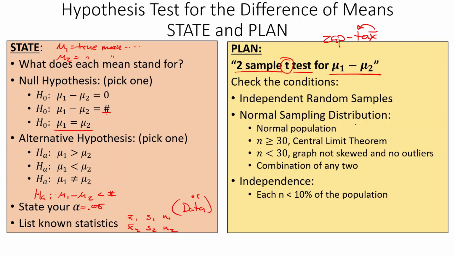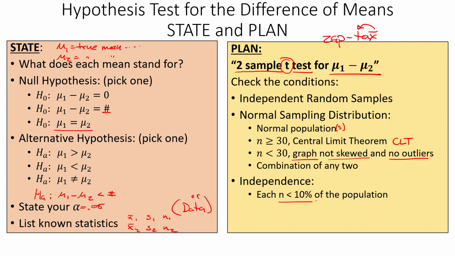All right, we need our normal sampling distribution. So either we need normal populations, like plural, one of each, or sample size greater than 30, the central limit theorem kicks in, which we usually just say is CLT. Or if we're less than 30, we need to look at the graph, and it needs to be not strongly skewed and no outliers. All right, and any combination of these two works. So like we could have one sample is 35, one sample is 25, and one of them we have to look at the graph. The other one, the central limit theorem helps us out. Any combination is fine there too.